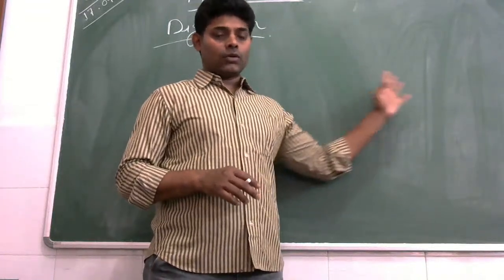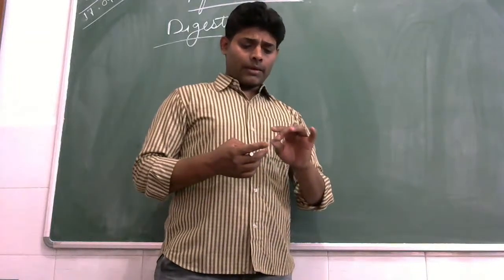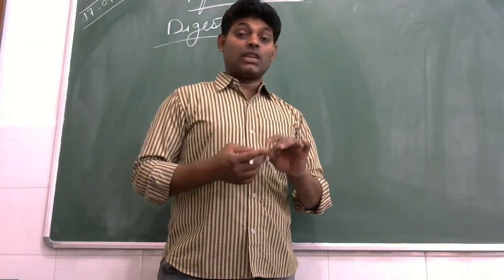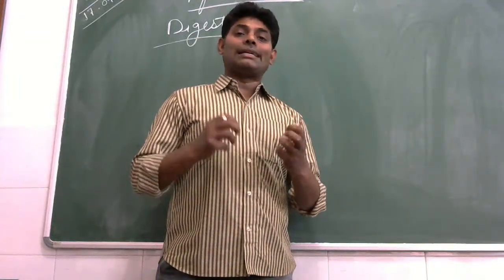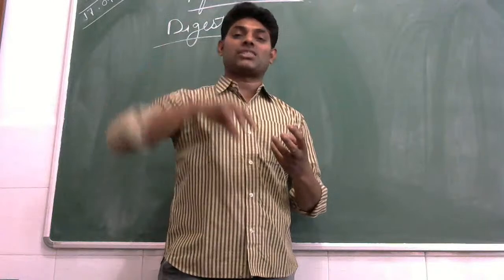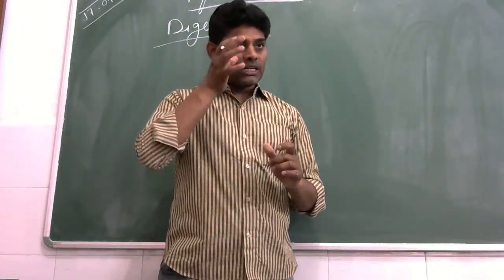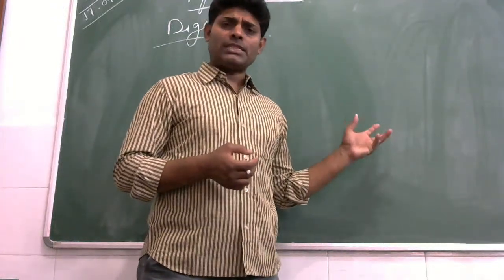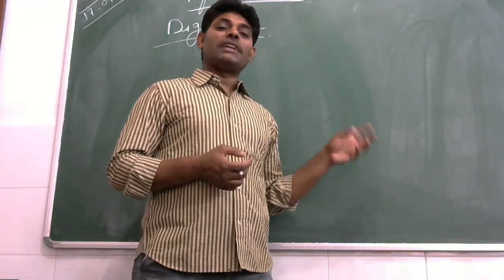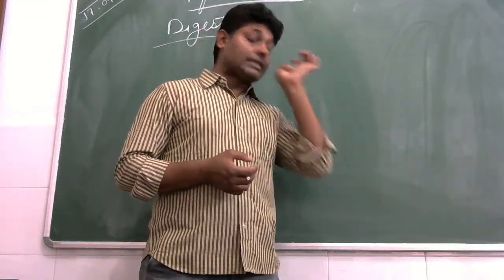In heterotrophic nutrition, there are three types. Basically, holozoic nutrition. Holozoic means the food is taken in a complex form, right? Second, saprophytic nutrition. Nutrition is taken by saprophagy, that is, they feed upon dead decaying materials. And then last, parasitic nutrition.